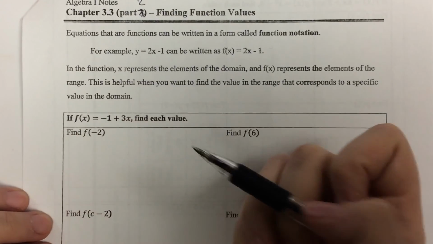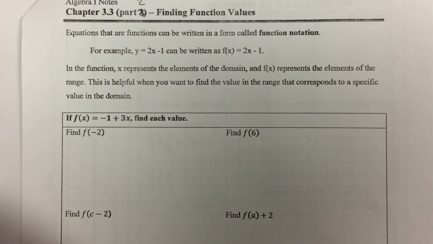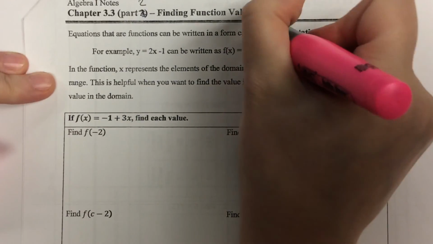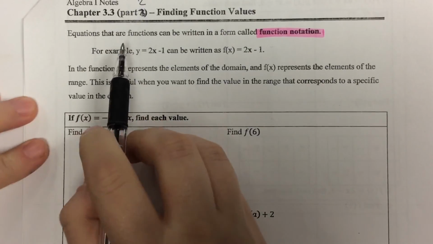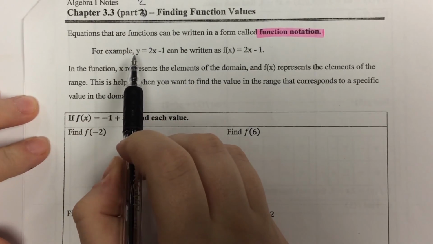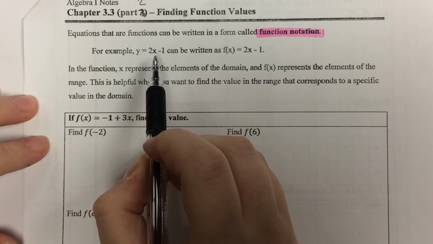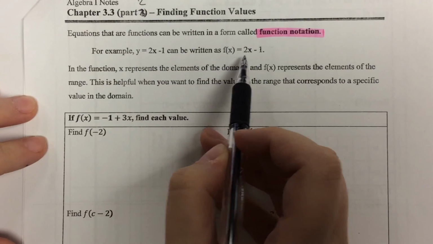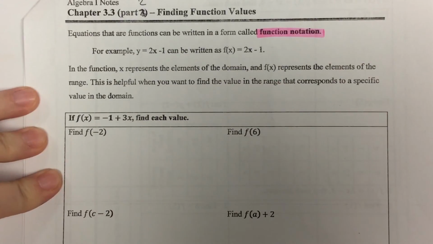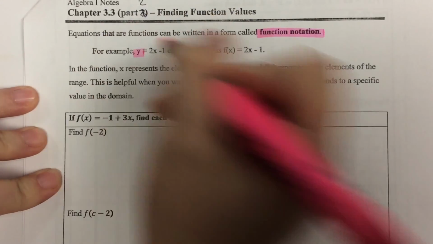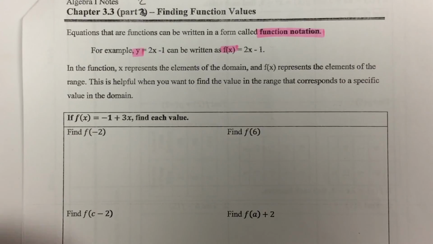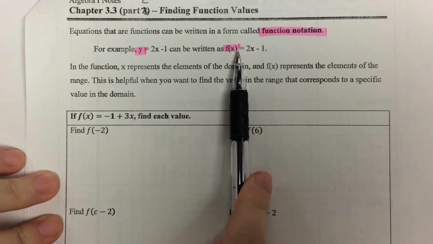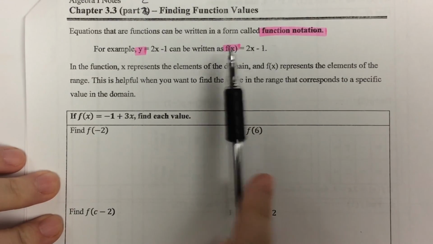Equations that are functions can be written in a form called function notation, and that's something really important that you need to remember. Okay, so for example, if we have the equation y equals 2x minus 1, it can be written as f of x equals 2x minus 1. I'm hoping you can see the only thing that changed here is that the y turned to f of x, okay? And that's how this is said, f with parentheses around the x. This is said f of x.